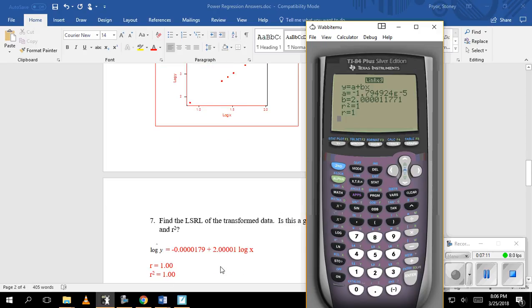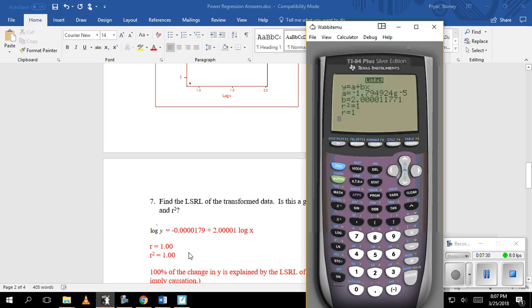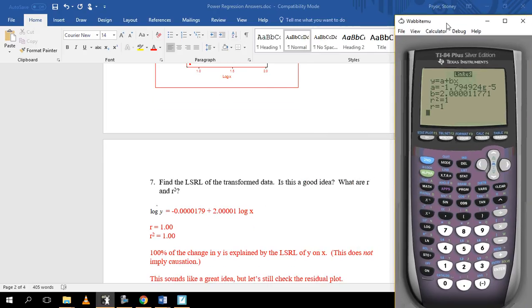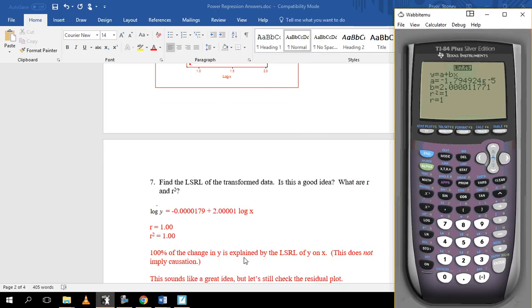But I know when I write my equation down that I need to stick logs in here like I've done here. Technically, the hat is over all the log y. It's log y hat, not the log of y hat. But we're not going to be too concerned with that in Stat 1. Percent of the change in y is explained by the LSRL of y on x. Remember, strong correlation doesn't imply causation. It's looking really good. Let's check the residual plot.